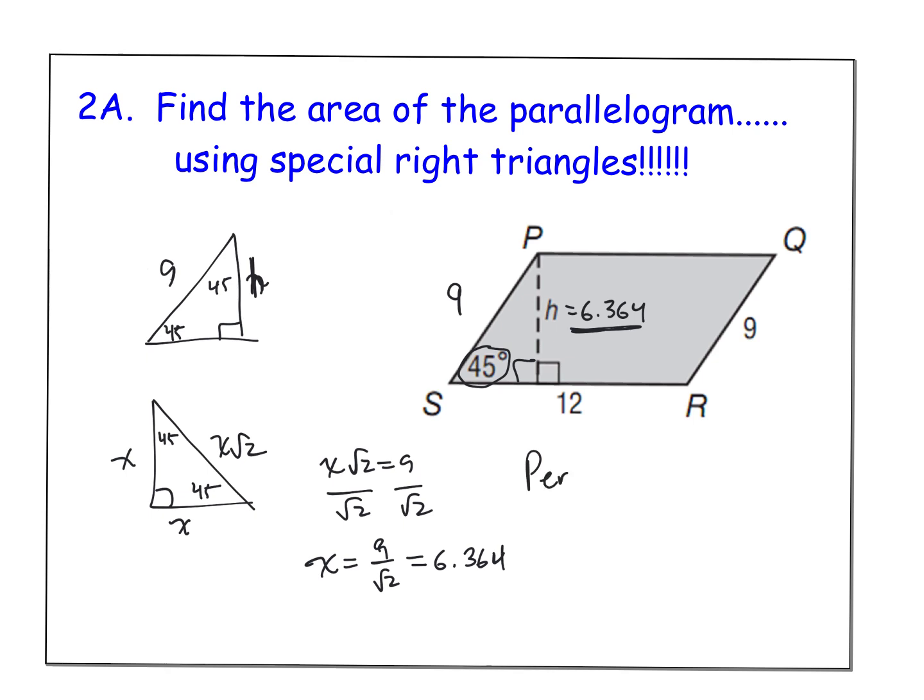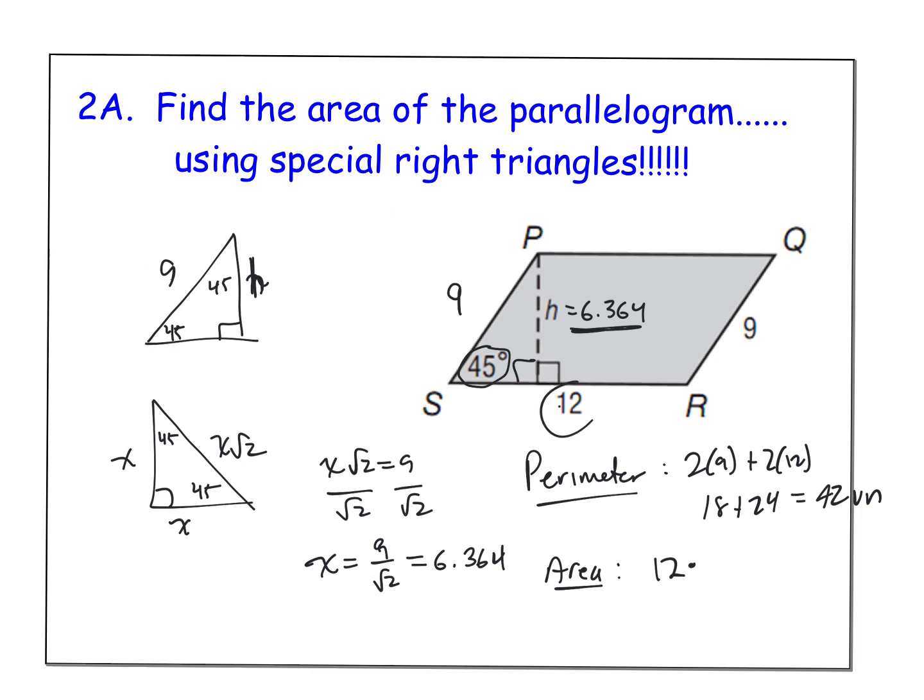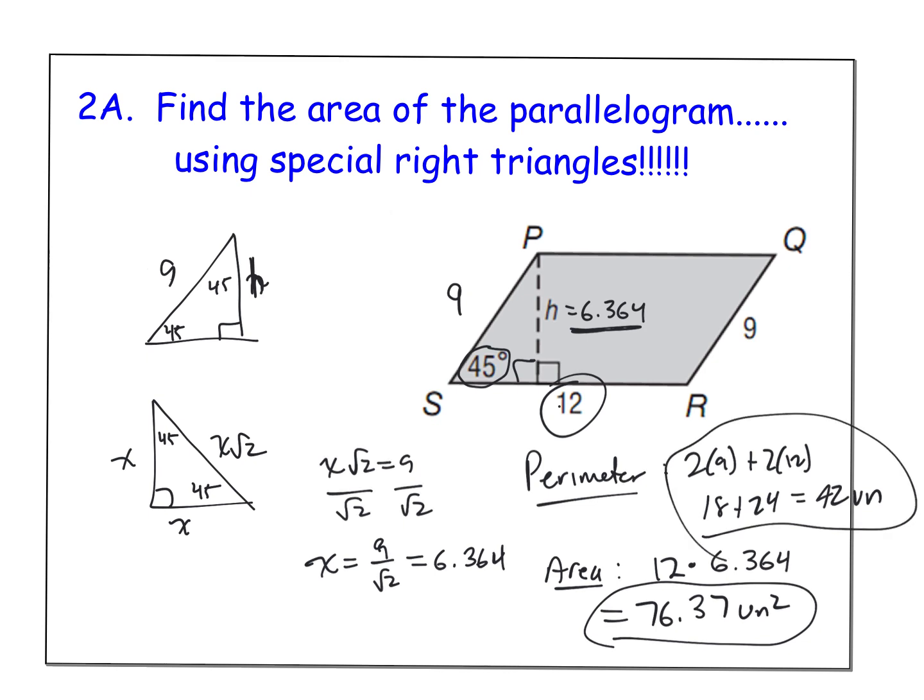So perimeter's not too terrible, it is 2 times 9 plus 2 times 12. So it'd be 18 plus 24. So that will be 42, let's call it units. So then my area becomes 12, because that's my base, times my height, 6.364. When I multiply that, I get 76.37, rounded, units squared. So there's my answer.